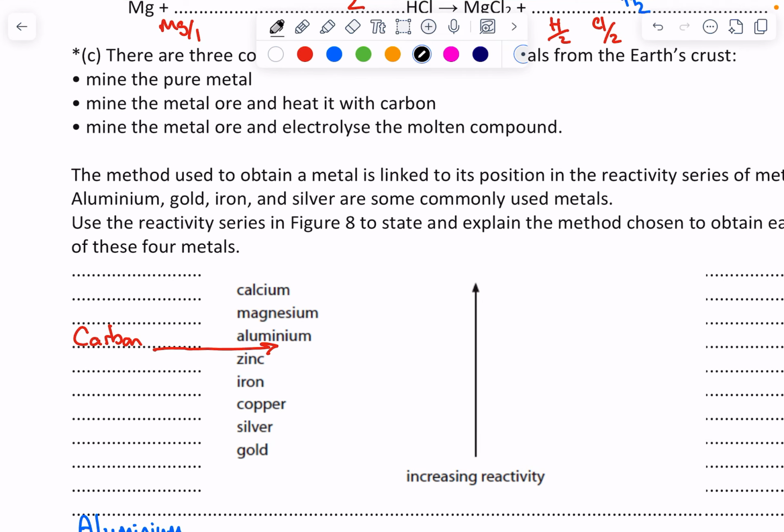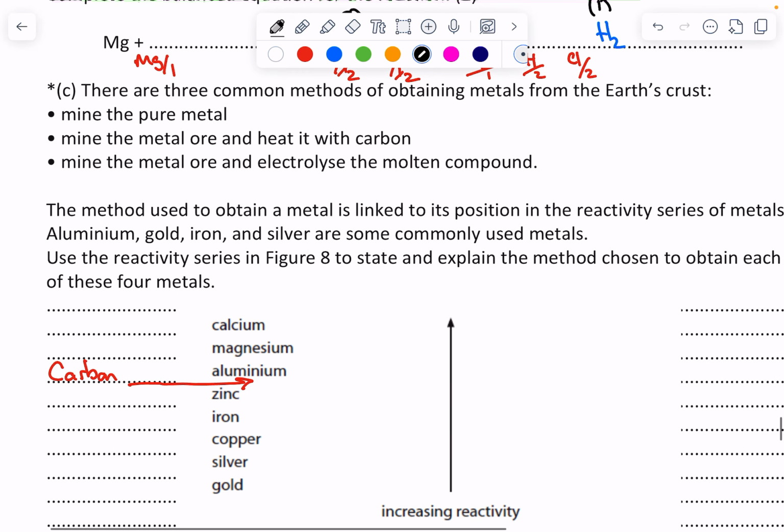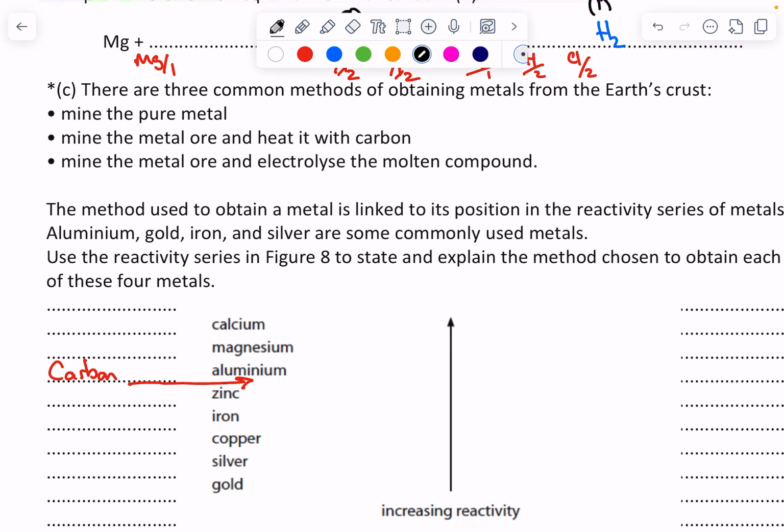Okay, this question is a 6 marker, and it tells us that there are 3 common methods of getting metals from the Earth's crust, and it wants us to describe how the position in the reactivity series helps us to identify the method that is used.